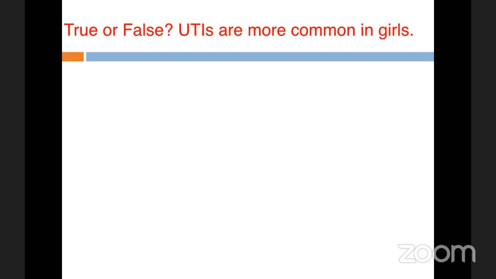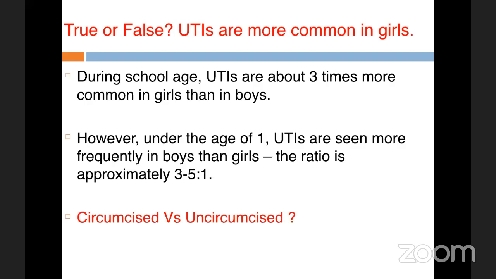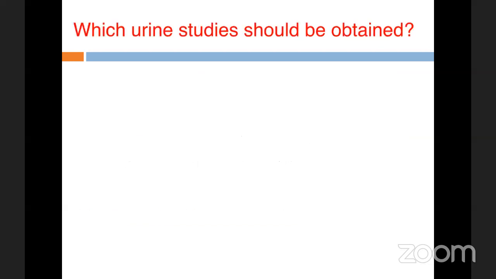Yes, usually it is true that UTIs are common in girls because of the short urethra. So that's in school age. In school age, UTIs are about 3 times more common in girls than in boys. However, under the age of 1, UTIs are seen more frequently in boys than girls. This is an important question. Under the age of 1, the UTIs are common in boys than girls. The ratio is approximately 3 to 5 is to 1. And how about circumcised versus uncircumcised? Definitely, uncircumcised are prone for more urinary tract infections.